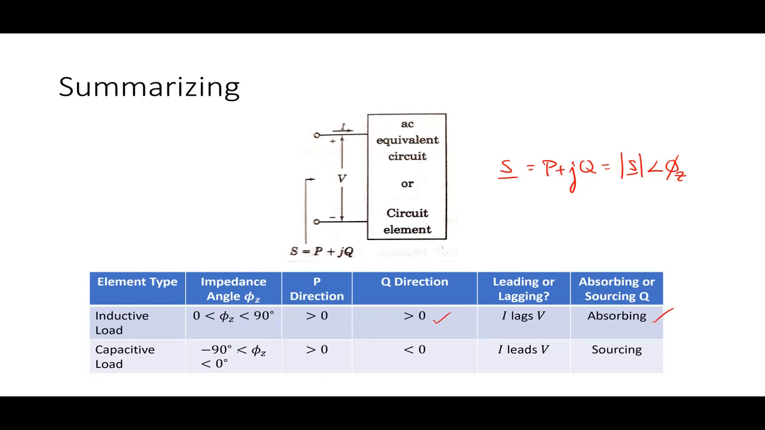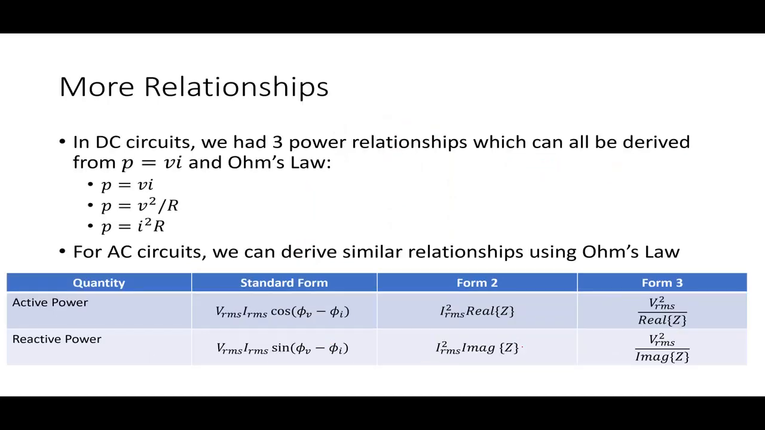So if I have a capacitive load, meaning my angle is somewhere in the fourth quadrant, power is still absorbed because I have a load, so power should be flowing in and P is positive. But in this case, Q will be negative, which means that this guy is sourcing or delivering reactive power to the network. And I has been shown to be leading the voltage, meaning that the angle of I has a more positive value than the angle of V. Okay? So some more relationships.